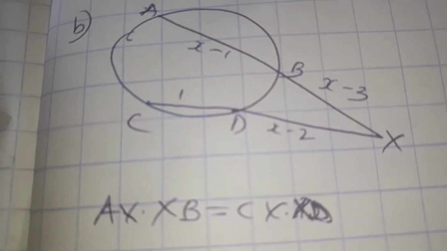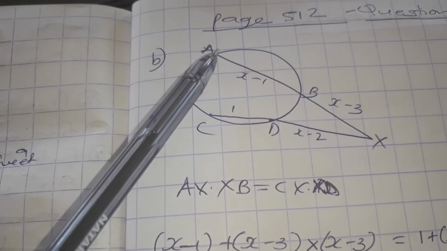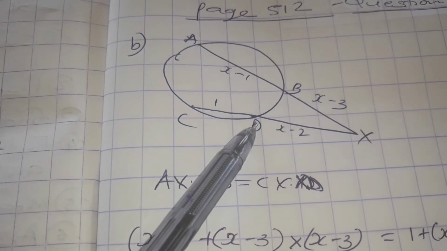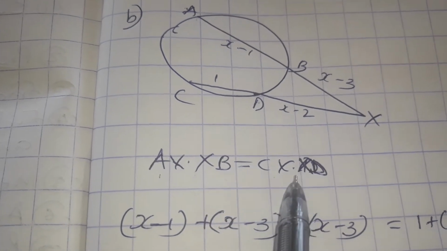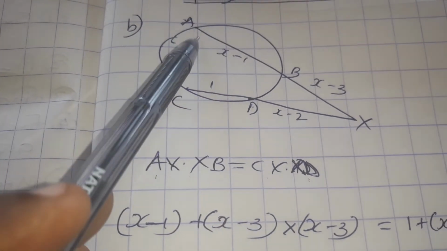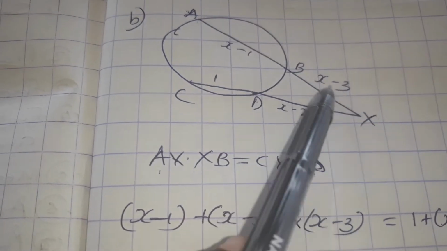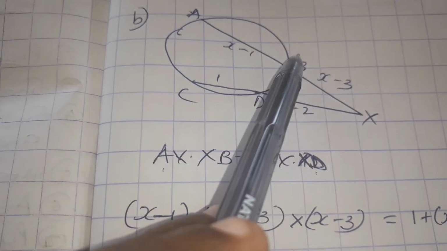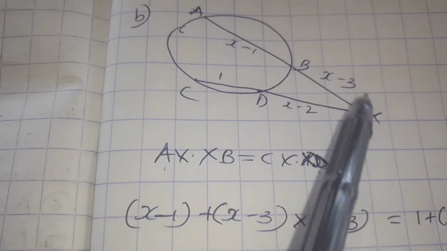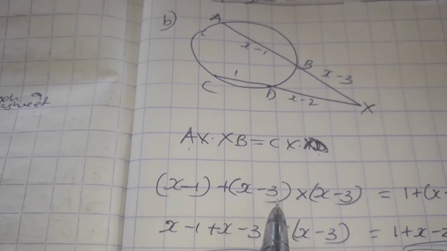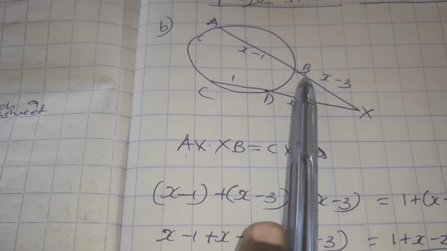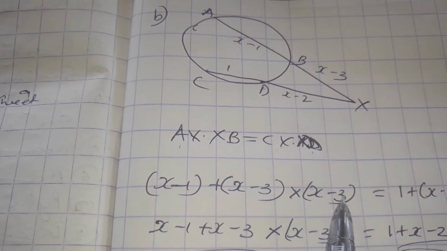So that was my diagram there, and you must have seen I've labeled this as A, B, C and D. And my formula is AX times XB is equal to CX times XD. So the length from A to X is the total length from here, this length plus this length. So A to X is the total length, (x minus 1 plus x minus 3), then times X to B, which is (x minus 3).